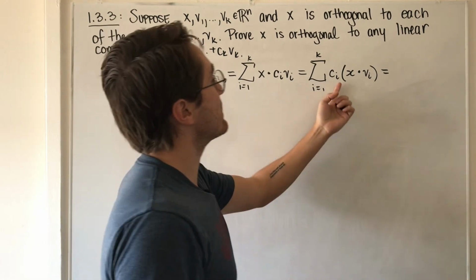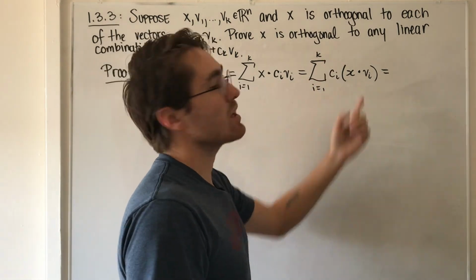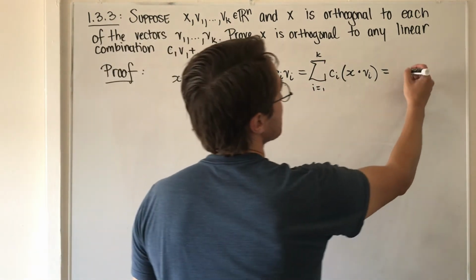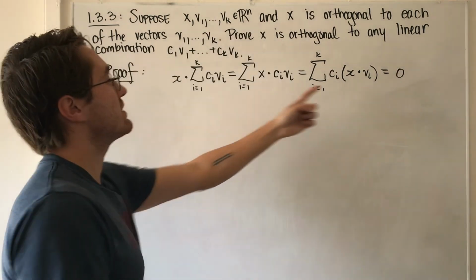But wait a second, we already know that individually x dotted with any of these vectors individually is 0. So this is just ci times 0, and you're summing it all up. It's just a bunch of zeros. So it's just 0. So yeah, these are orthogonal.